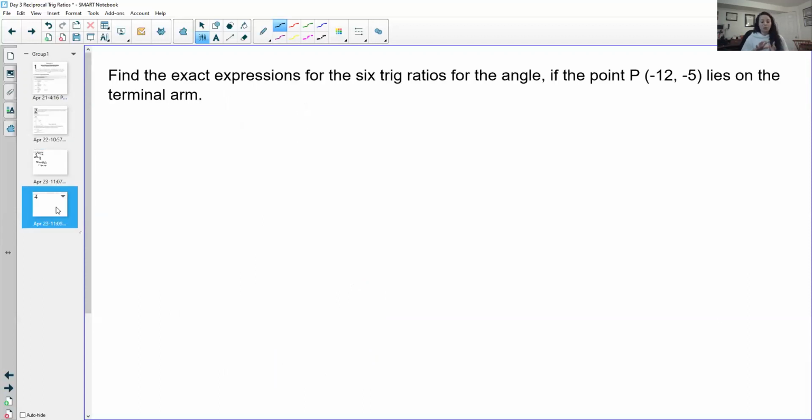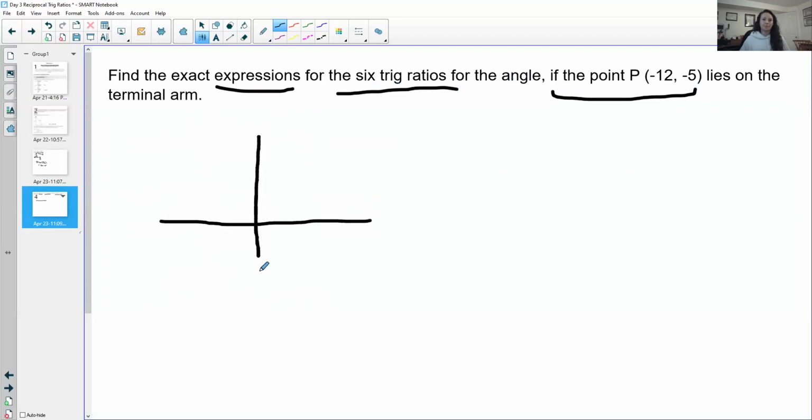Okay, now to bring it into a different aspect where it's still pretty straightforward, but now we're going to really start to use your CAST rule and your reciprocal angles. But again, it all starts to come together, okay? So let's find our exact expressions for all 6 trig ratios for our angle if our point P is -12, -5. All right, so consider your Cartesian plane. -12, -5 would be down here somewhere, okay?